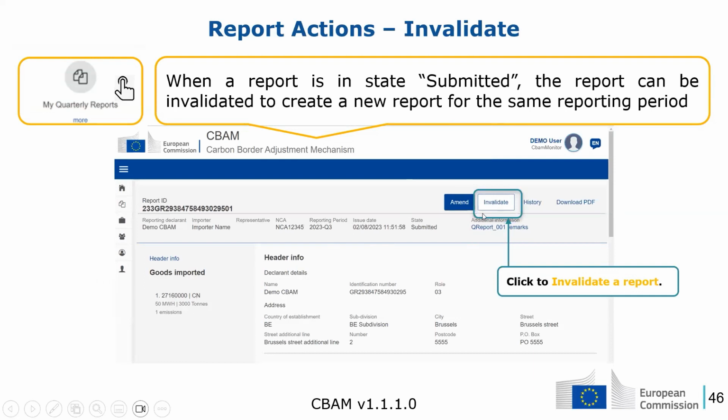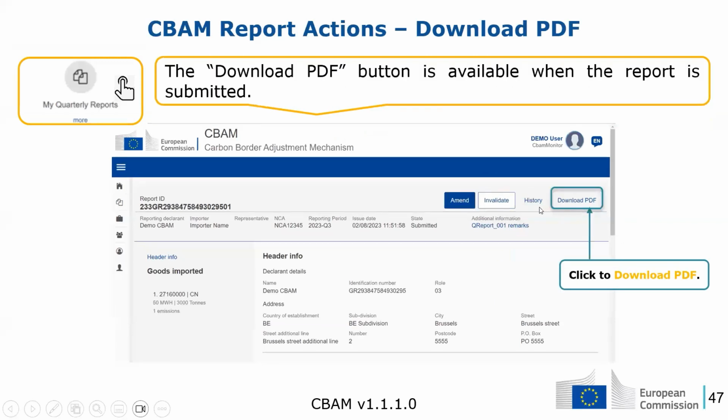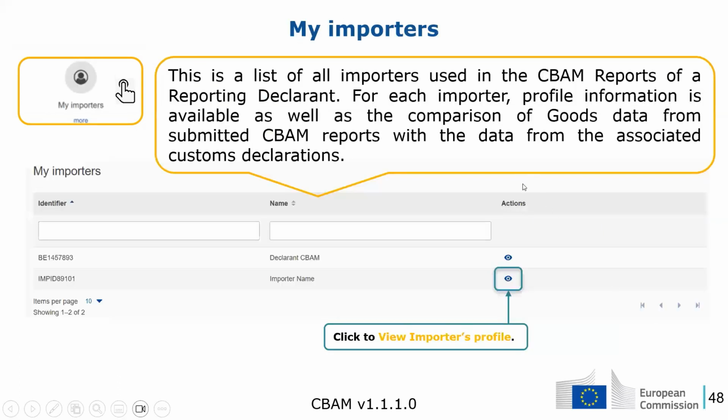We can invalidate a report, as we said before, as long as the reporting period is still open. If we invalidate the report, this will be a final state. The report will change to the invalidated state. We can download the PDF of our report. And let's move on to see the next items of our homepage, the My Importers screen.